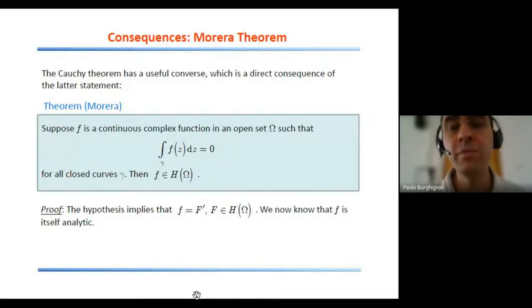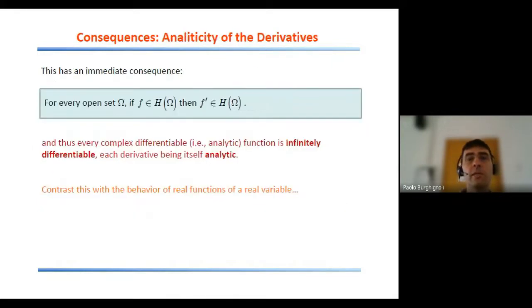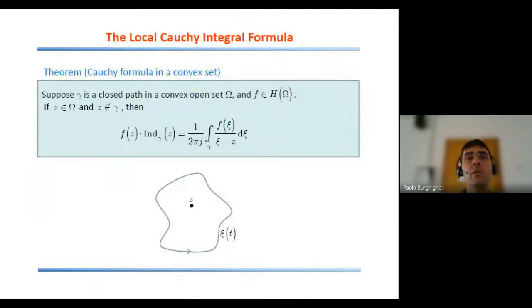Okay. Before going on, I have to make two corrections. The first one, as Professor Frezza mentioned to me, actually Morera was not Spanish, but he was Italian. Okay. And the other one is about the local Cauchy theorem.